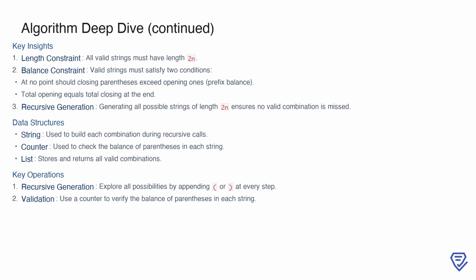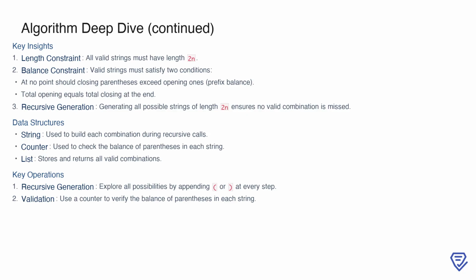The brute force approach gives us some important insights about the problem. First, all valid strings must have a length of exactly 2n, as each valid combination consists of n opening and n closing parentheses. Second, valid strings must satisfy two key balance constraints. At no point during the string should the closing parentheses outnumber the opening ones, and by the end of the string, the total number of opening and closing parentheses must be equal. These constraints ensure the validity of the parentheses structure both during the construction of the string and at its completion.